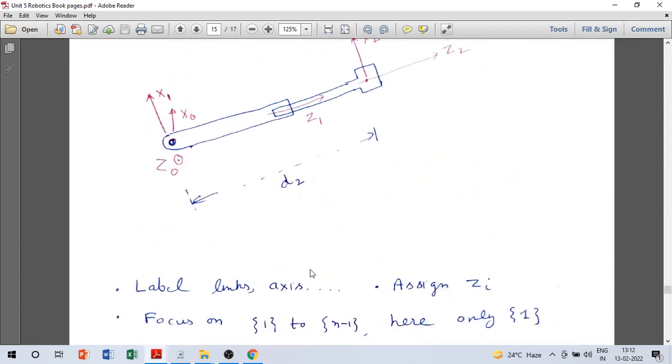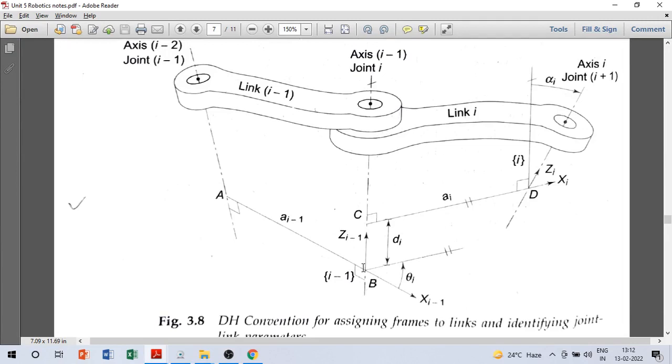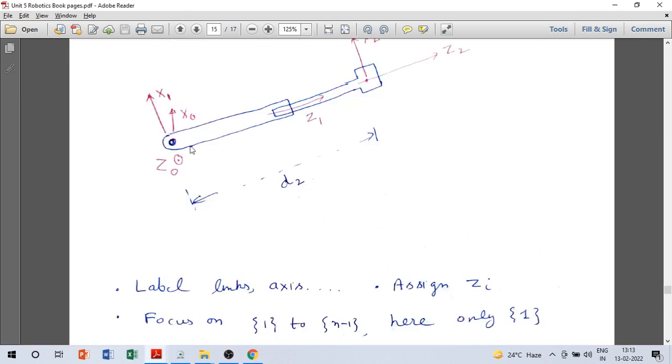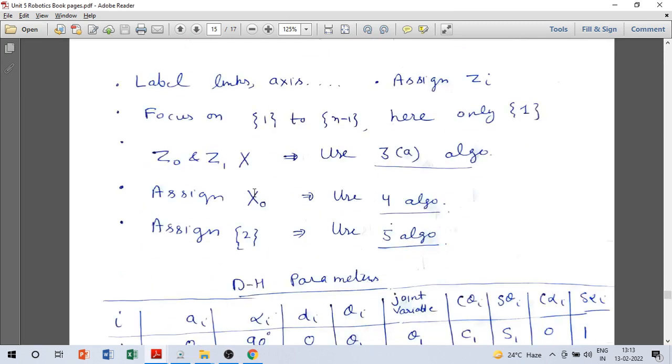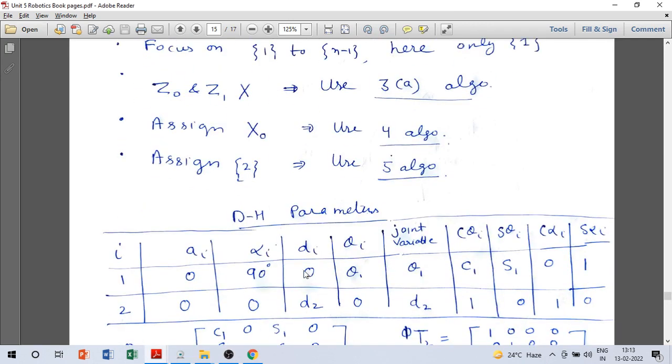And what is d? See, d is the distance along z i minus 1, measured from, say, this point to this point. So you will see that turns out to be 0 here. So that parameter here is 0.